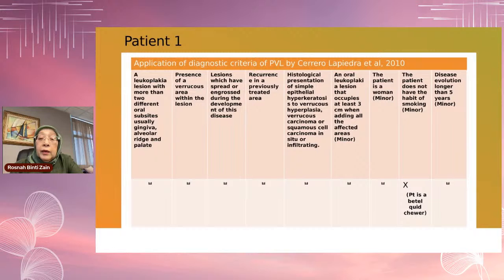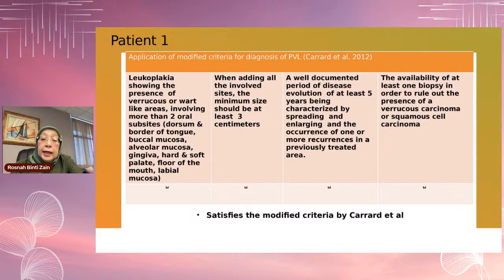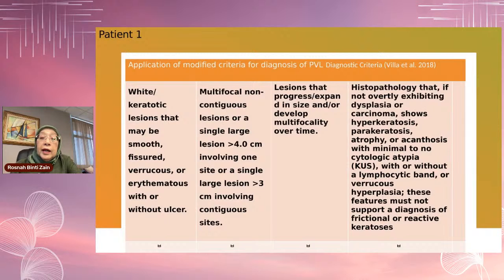Okay, then when we applied the Cerrero-Lapidra et al. criteria, it all fits in except for the bitter culture, and yet that is just minor, which by now would already allow us to diagnose this as proliferative verrucous leukoplakia. Next. And similarly with the Carrard et al., they all satisfied the criteria. And lastly, the next one, yes, Villa et al., they all satisfied the criteria.